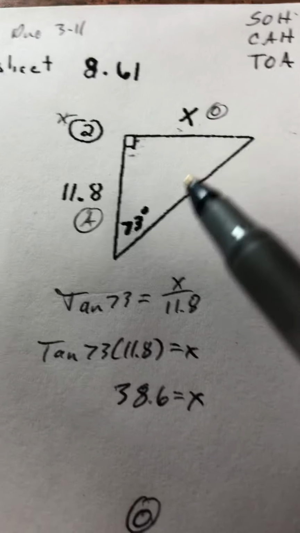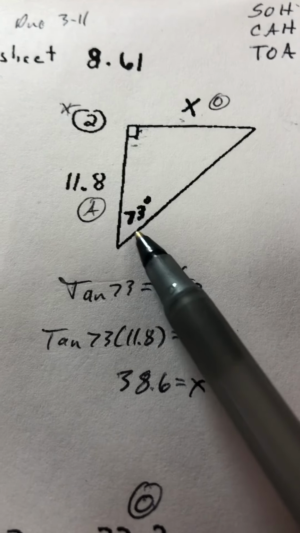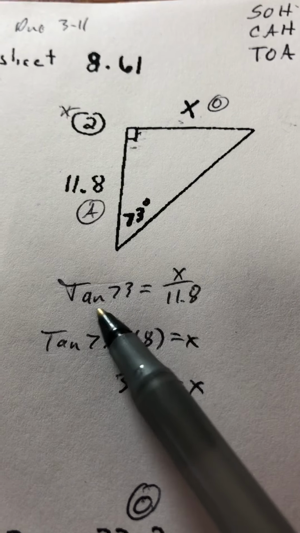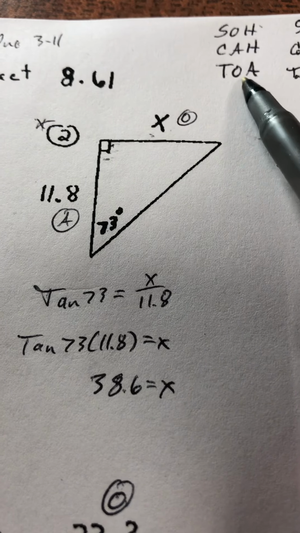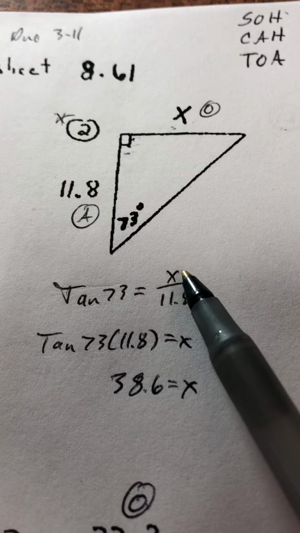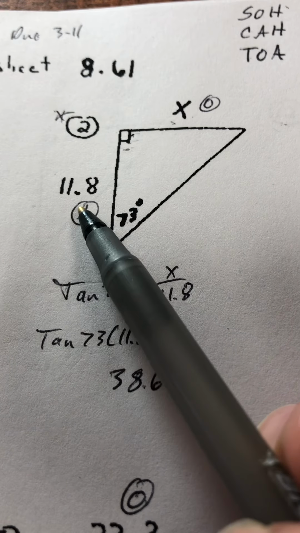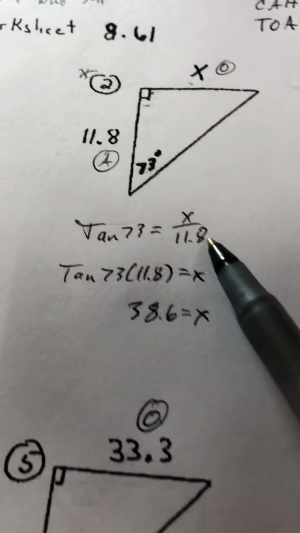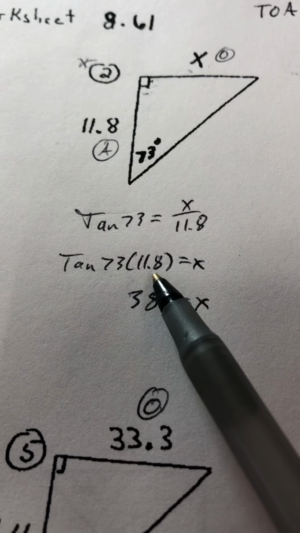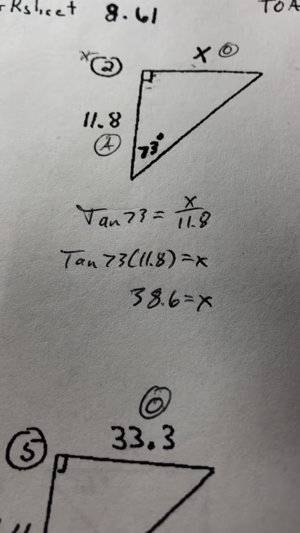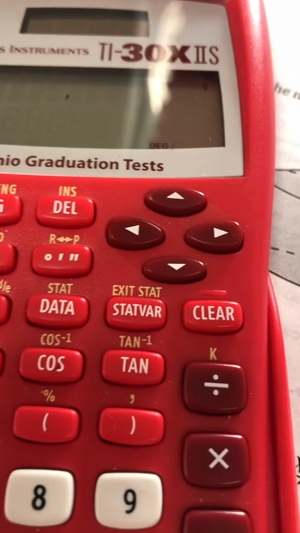Okay, number two. We want to know this side, so I have the opposite over the adjacent. So I'm going to have the tangent. Opposite over adjacent is tangent. So tangent equals opposite over adjacent, so x over 11.8. I just multiply both sides by 11.8. Tangent 73 times 11.8 is going to equal x, which is 38.6. Tangent button right here on your calculator.